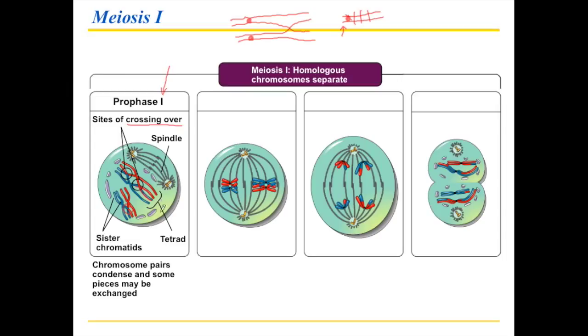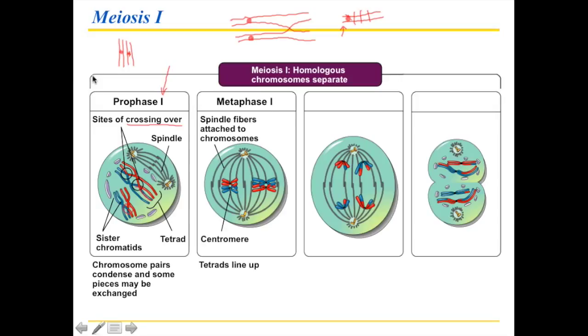So these tetrads form, the tetrad simply being the two chromosomes lined up next to each other. Two of the same chromosomes lined up next to each other is the tetrad. And they're still each composed of two sister chromatids. The sister chromatid is one of these lines. That's one sister chromatid. Now when we move on with this, we go into metaphase 1.